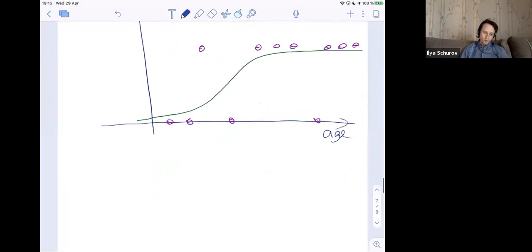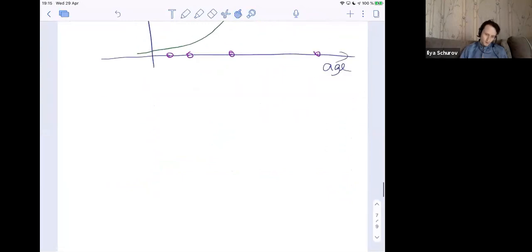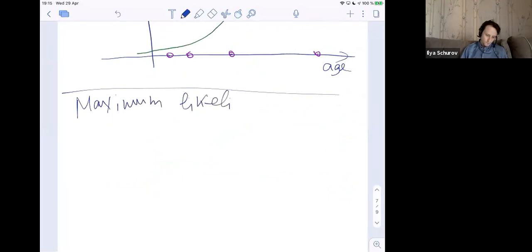Then we have another story. This is called maximum likelihood estimation. Okay, I see that it is not very convenient to write without a stylus, but my stylus is out of battery.